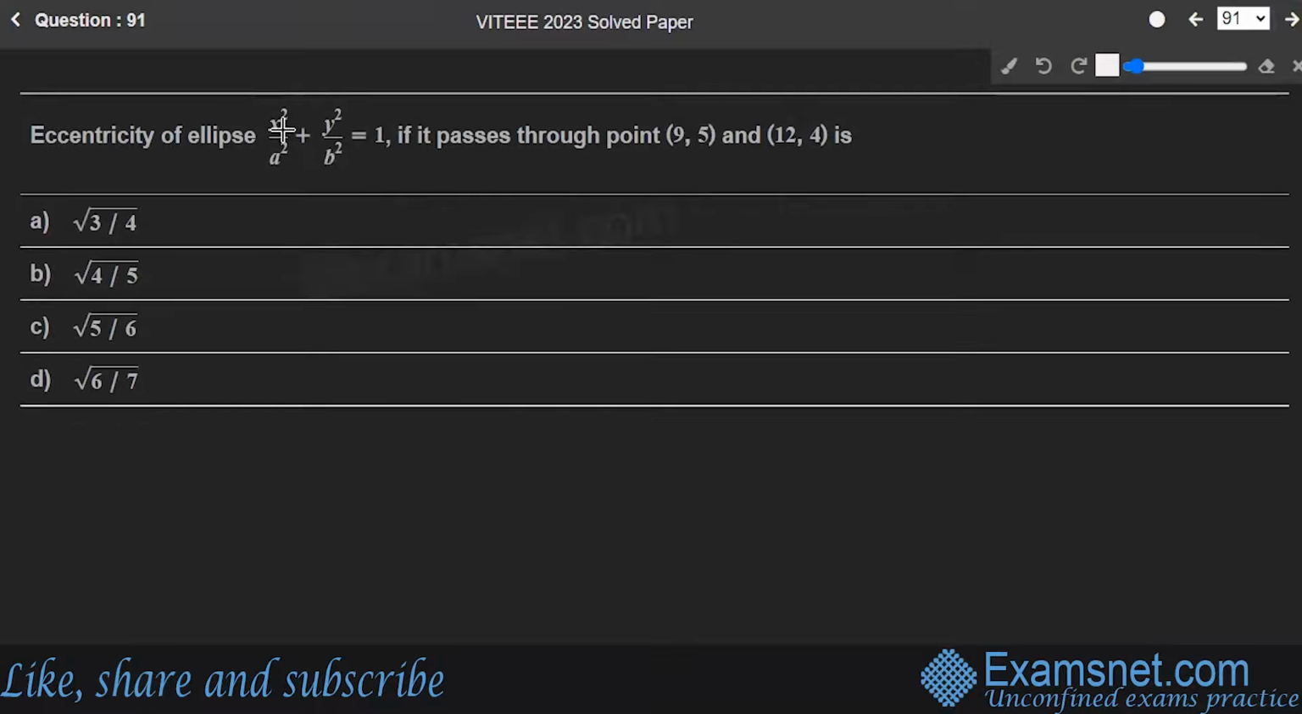Eccentricity of this ellipse x square upon a square plus y square upon b square is equal to 1, if it passes through these 2 points, is given by.